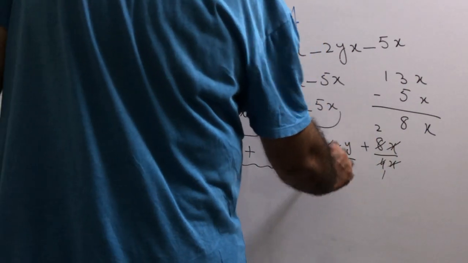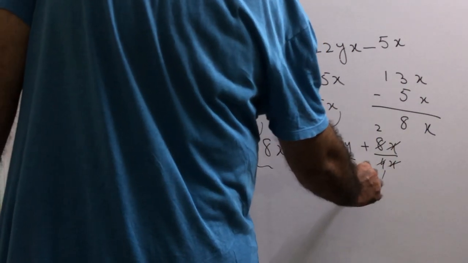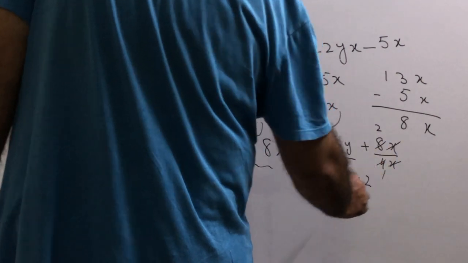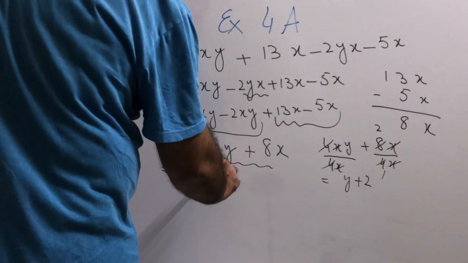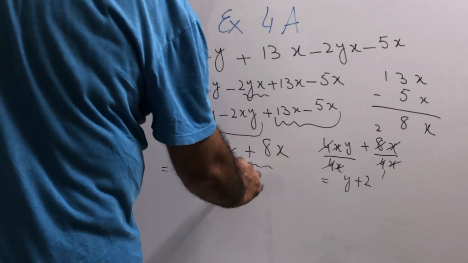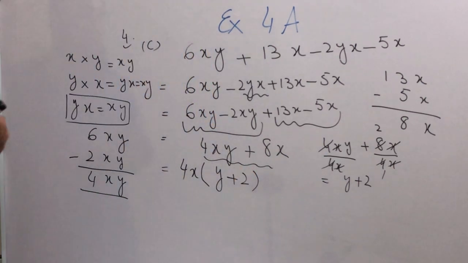So here we get y, plus here we get 2. So inside we will get y plus 2. This is how to take common. Okay, so I'll recap the question. The question was that we need to simplify the expression. The expression was 6xy plus 13x minus 2yx minus 5x.